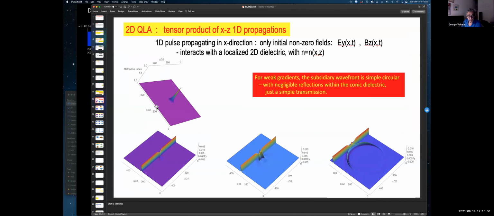So now we move to 2D, and in the 2D quantum lattice, it's nothing but the tensor product of the X propagation and Z propagation because they're in Cartesian coordinates. So initially we're going to have a pulse that's now going to be propagating, in this case, to a cone dielectric. And so initially there's just an EY and a BZ field, and they're 1D because the function is just of X. When you interact with the 2D cone, you'll start developing 2D characteristics.